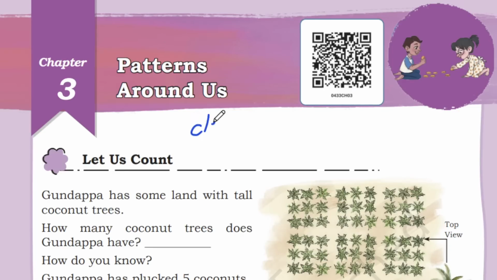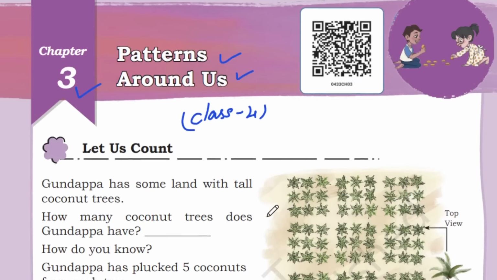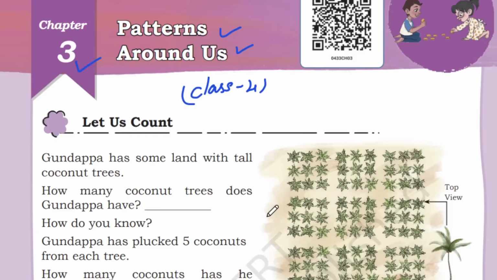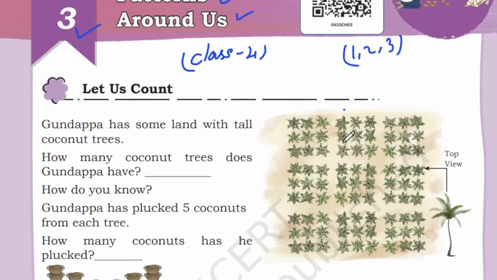So, today we are going to see Class 4 Maths, Unit number 3, Chapter number 3, Patterns Around Us. Unit number 2, Hide and Seek, is already completed, so those who missed it, watch that video and come back to Chapter 3. In the Term 1 examination, you will have Chapters 1, 2, and 3, so this chapter is very important.